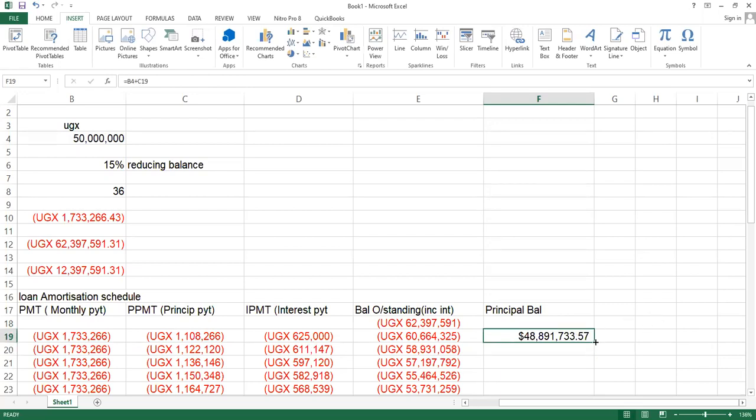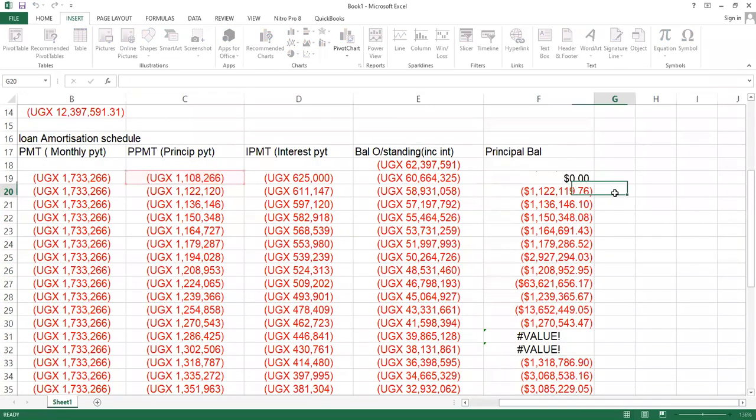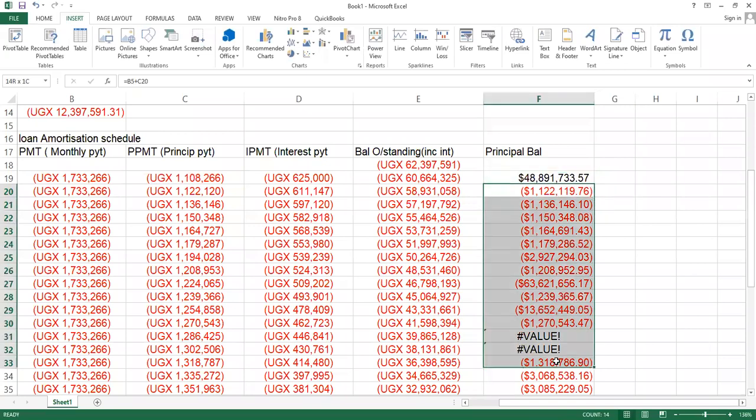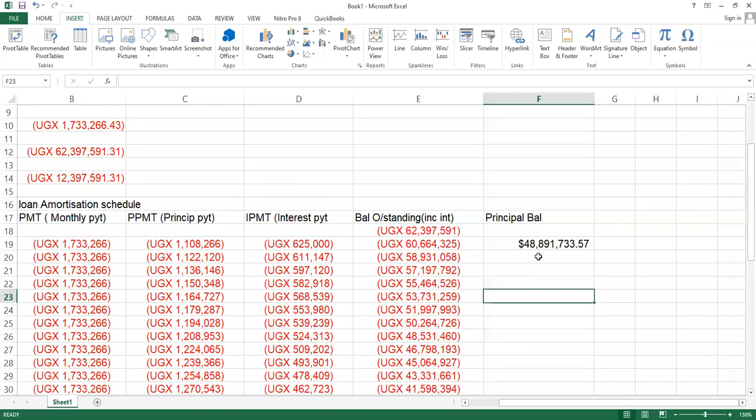So if I scroll down, that means I will have what? My principal would be 48, but it is not. You see now it is not giving me the right figure. So if I want it to be the same, of course, that means I need to do it for each period. Why? Because the balances vary. In the second period, the amount is different.